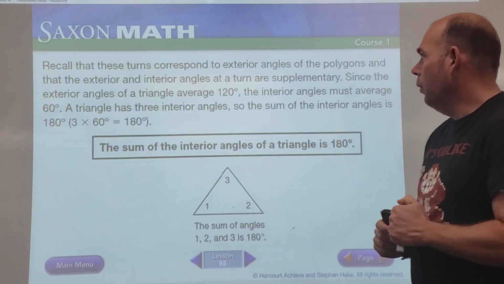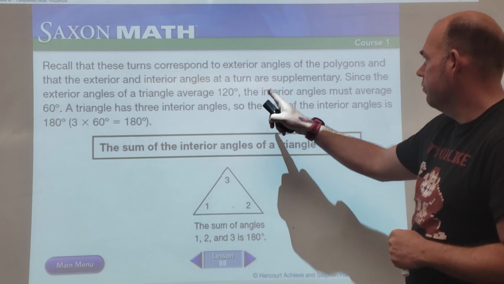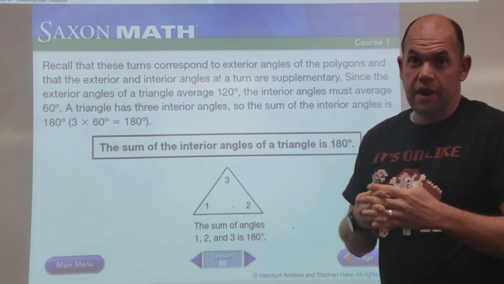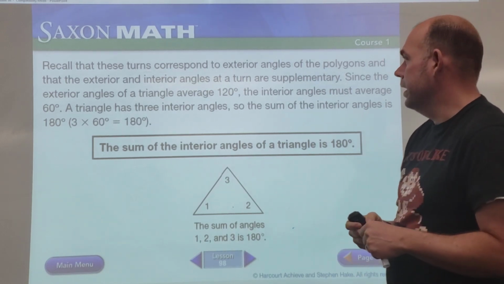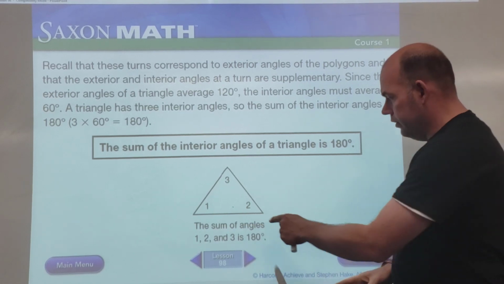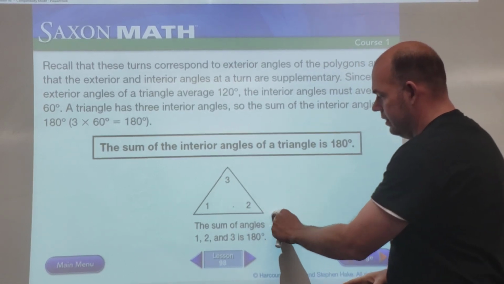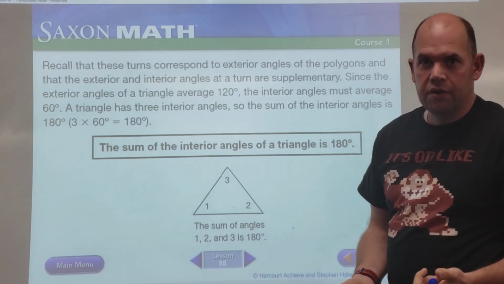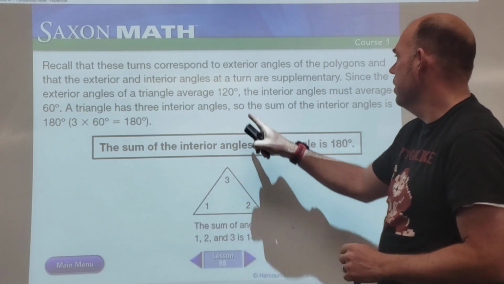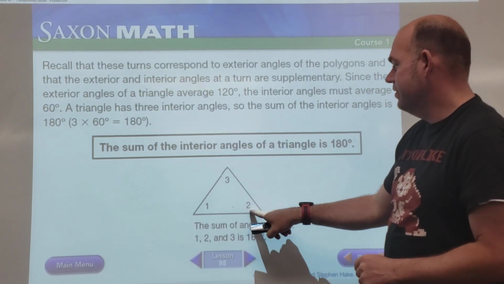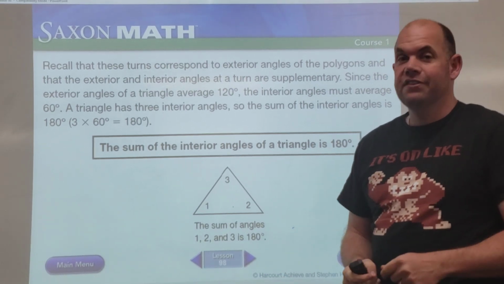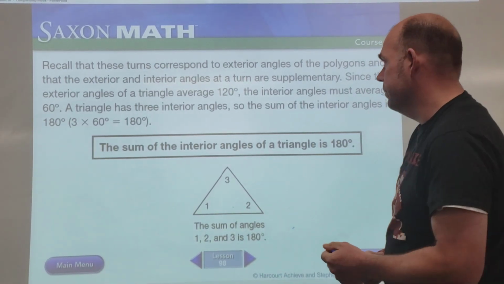Now, this is important. The turns correspond to exterior angles of the polygons, and exterior angles and interior angles are supplementary, just like we went over at the beginning. Since the exterior angles of a triangle equal 120 degrees, so if we extend this out and look at this angle right here, that's going to be about 120 degrees. For an equilateral triangle, it will be 120 degrees. So the interior angles must be 60 degrees because 120 plus 60 equals 180, and supplementary angles equal 180.